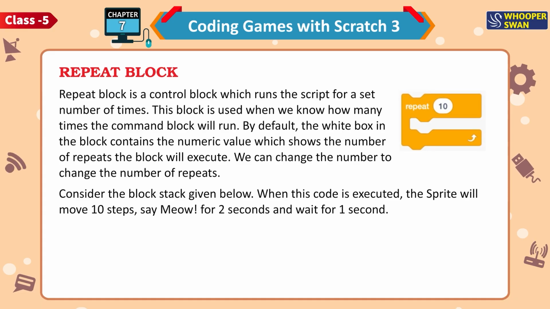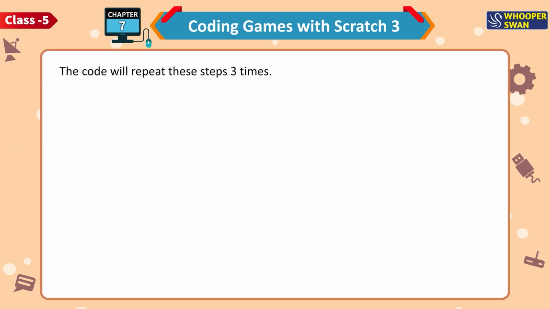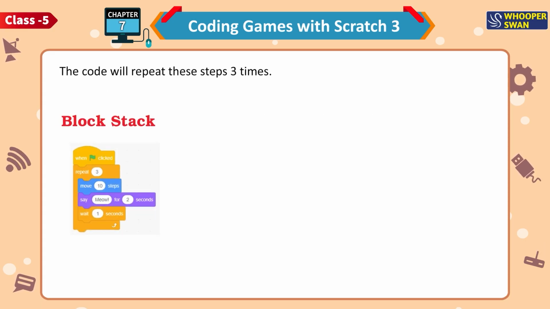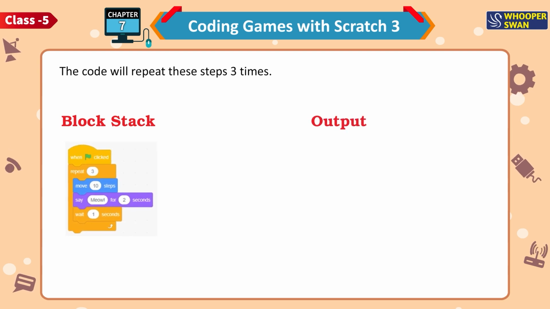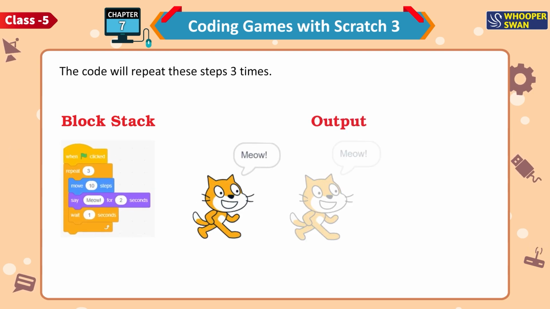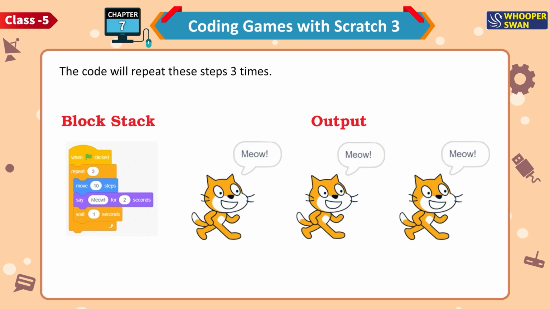Consider the block stack given below. When this code is executed, the sprite will move 10 steps, say meow for 2 seconds and wait for 1 second. The code will repeat these steps 3 times. Block stack. Output. Meow, meow, meow.